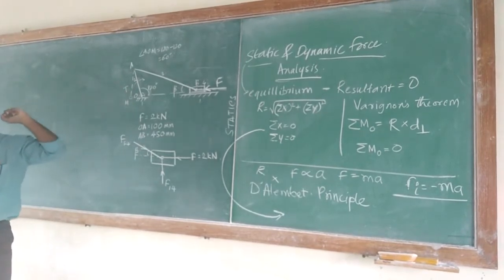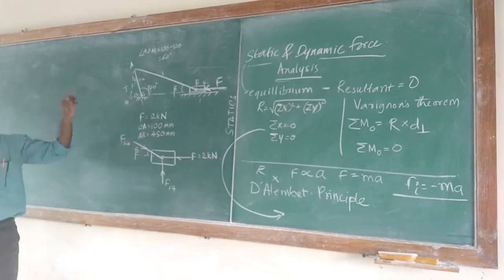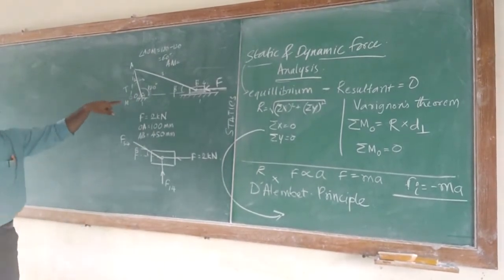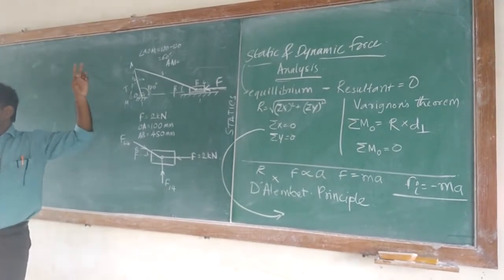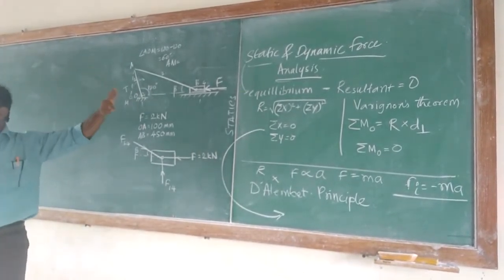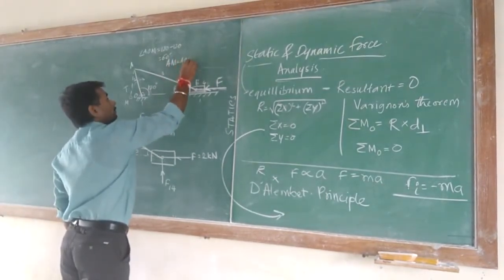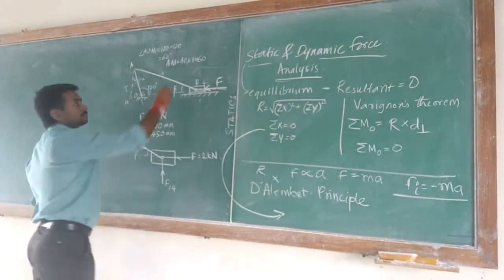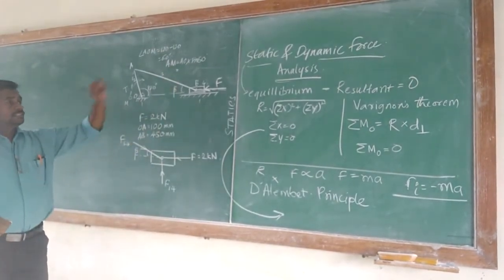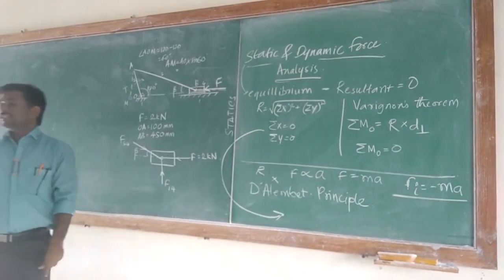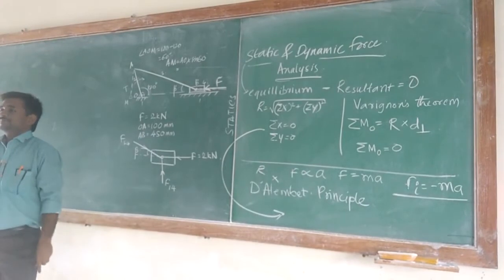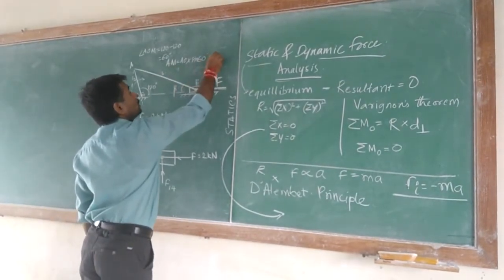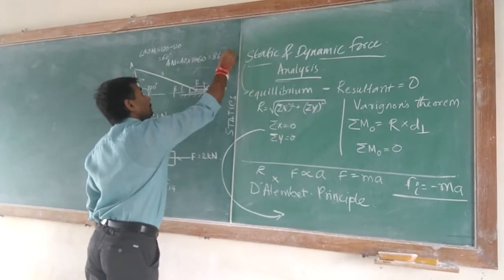AM is opposite to the angle. So AM will be equal to hypotenuse into sine, because whenever there is opposite, you have to take sine. So AO into sine 60. AO length is 100. Sine 60, calculator. Ready? AM is 86.60 mm.